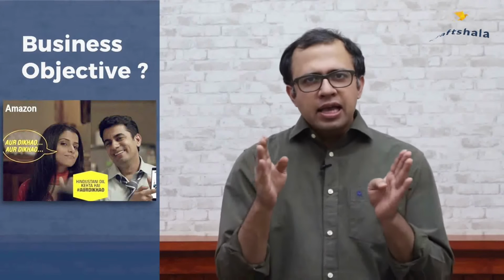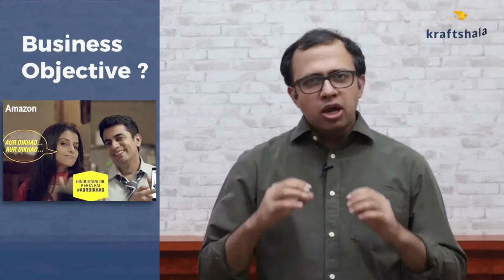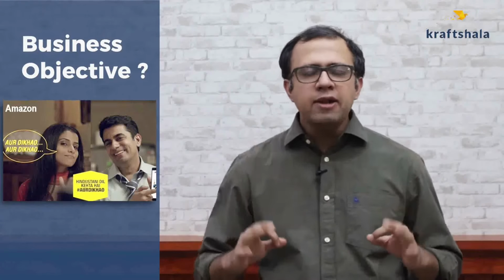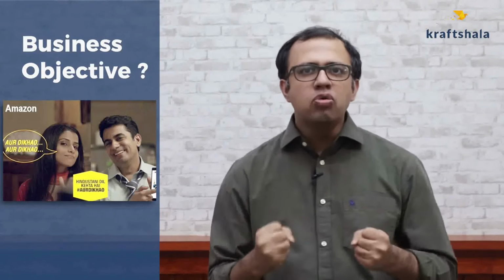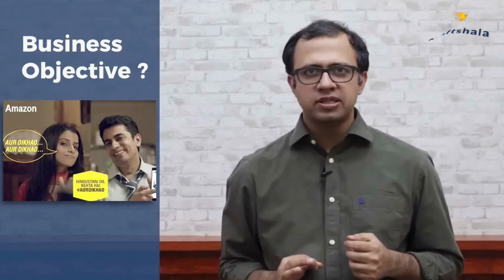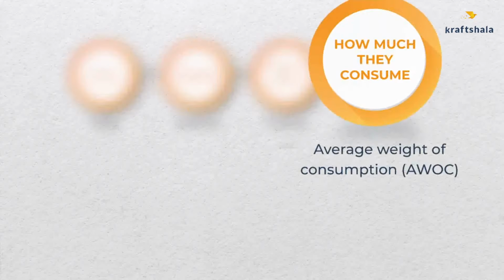Before we identify what could have been the business objective behind Amazon's Or the Cow campaign, let's just take a moment to understand these terms really well and look at some of the examples from across different categories so that we have a good understanding before we approach the Amazon example. Let's look at the last one first, average weight of consumption.